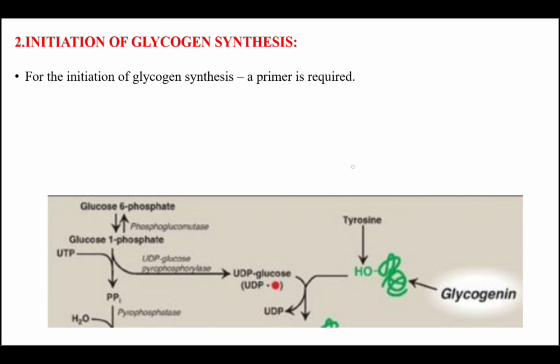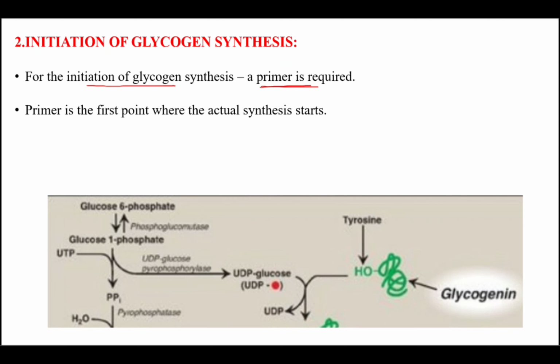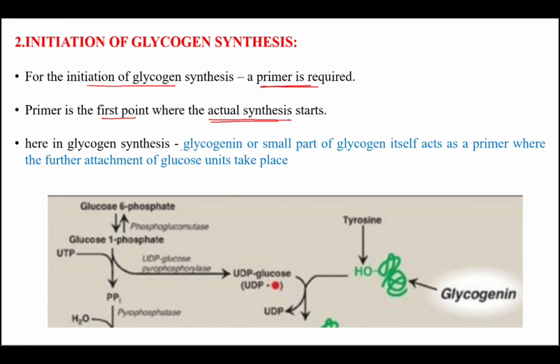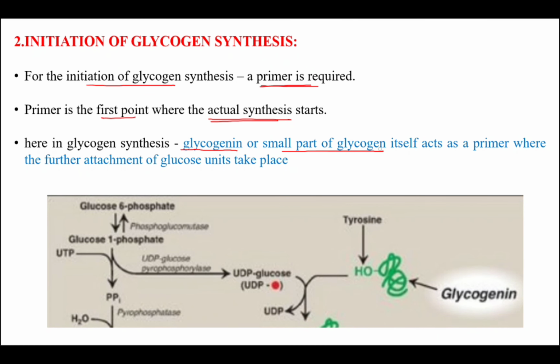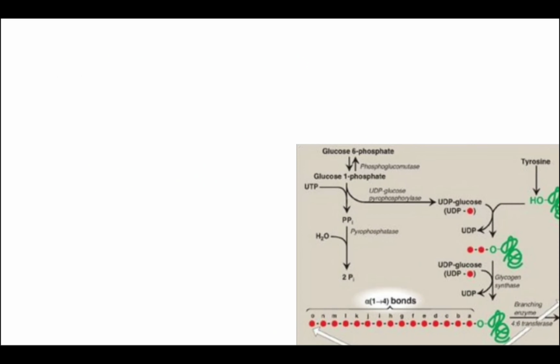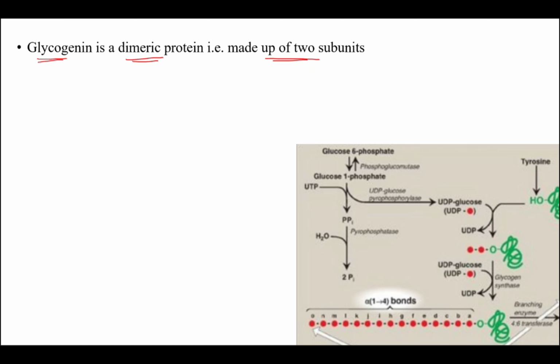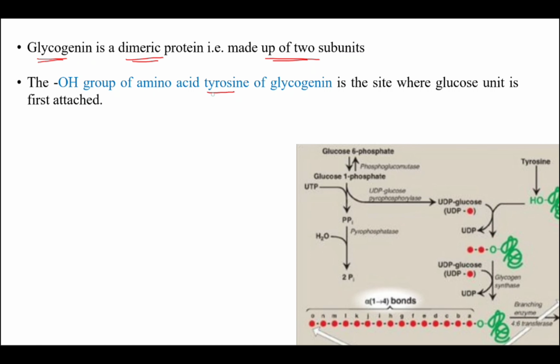Next is the initiation of glycogen synthesis. For the initiation of glycogen synthesis, a primer is required. Now what is a primer? A primer is the first point where the actual synthesis starts. So here in glycogen synthesis, glycogenin or a small part of glycogen itself will act as a primer, and to this point the further attachment of glucose units takes place. Now this glycogenin is a dimeric protein which is made of 2 subunits, and it has an amino acid tyrosine, and the hydroxyl group of the amino acid is the site where the glucose unit is first attached.